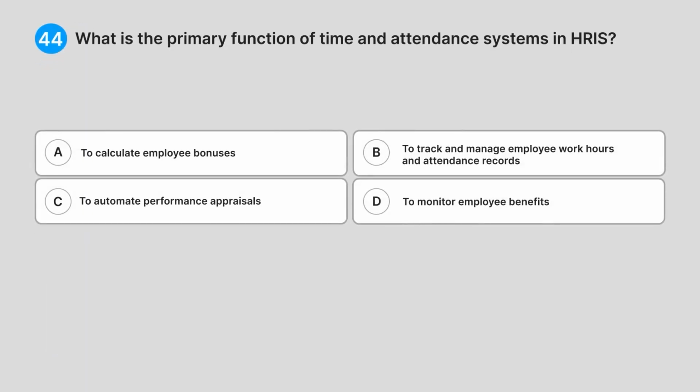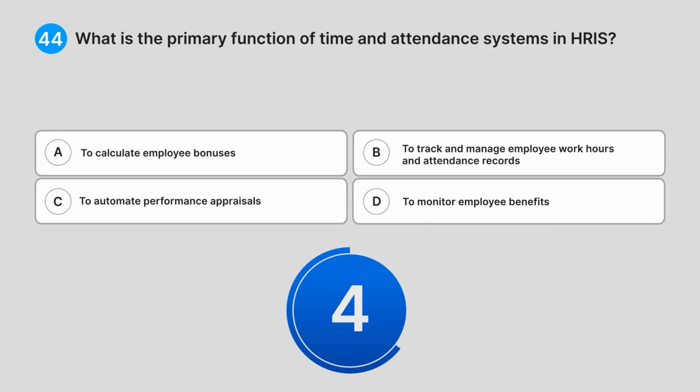44. What is the primary function of time and attendance systems in HRIS? A. To calculate employee bonuses. B. To track and manage employee work hours and attendance records. C. To automate performance appraisals. D. To monitor employee benefits. Do you know the answer?